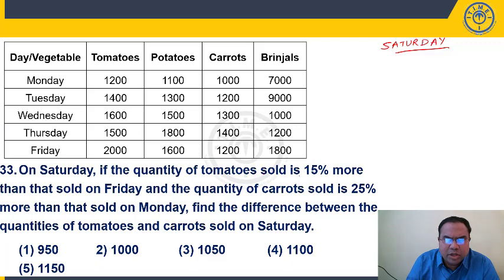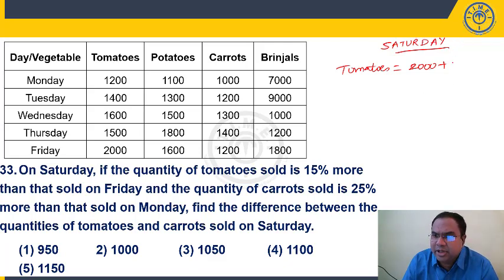If the quantity of tomatoes sold is 15% more than that sold on Friday. Tomatoes 15% more than Sunday. 2000 plus 15%. 10% is 200. 5% is 100. So 300 more. So 2300.